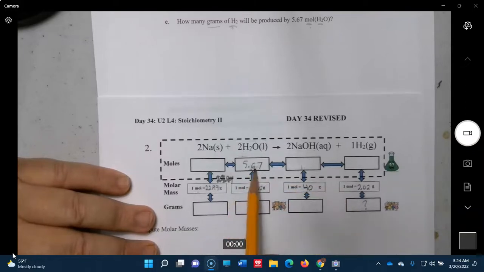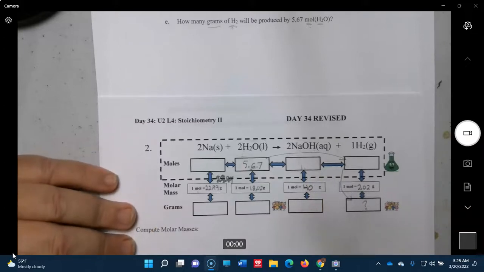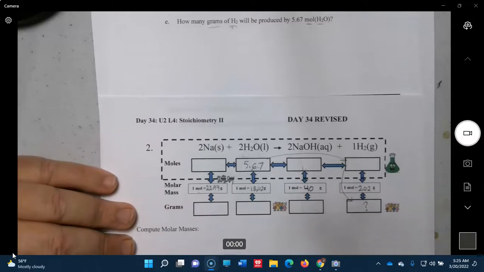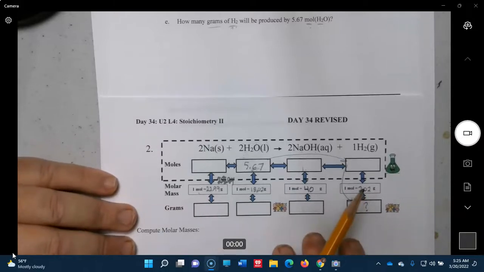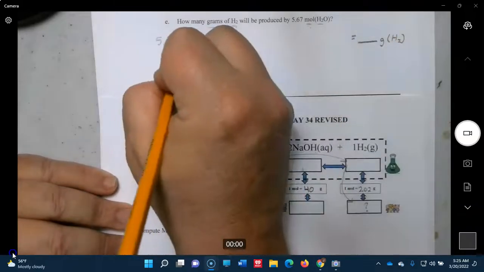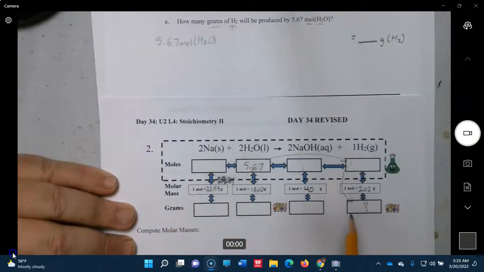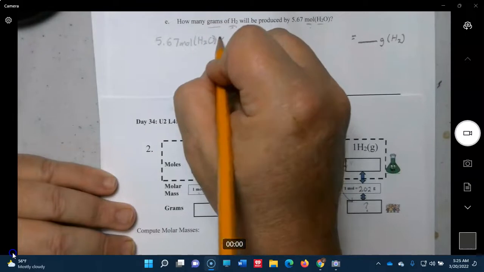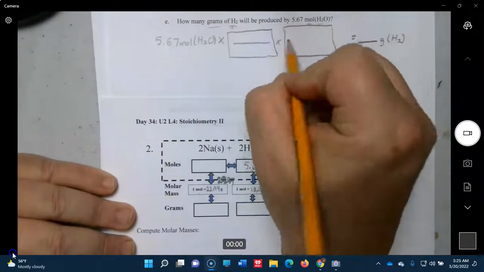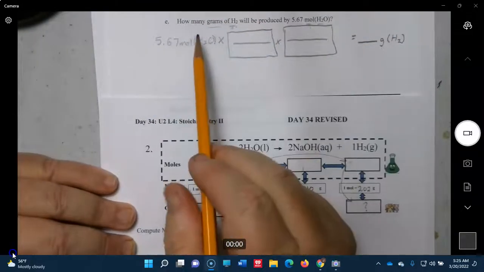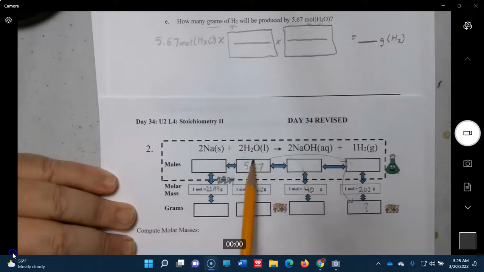So we need to go from what we know. We're going across from moles of H2O to moles of H2, and then we come out through the molar mass of H2 to get our final answer of grams of H2. All right, so let's set up the equation up here. And we see we have two different arrows, so it's going to be a 2-box problem.